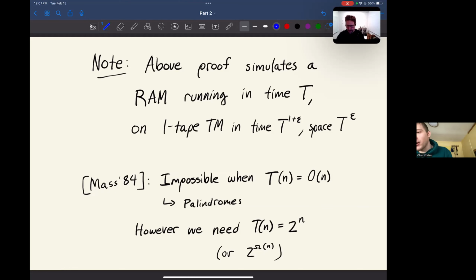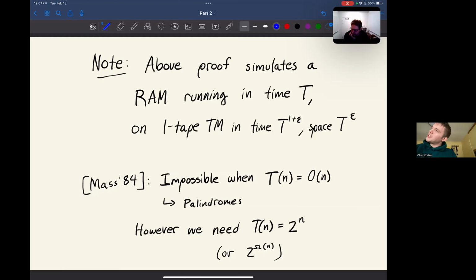The issue is that for this proof to actually go through, I didn't really explain this in detail, but I kind of swept it under the rug to some extent: we need t(n) to be exponential in the input length. The reason is that we need to assume that there's some hard computation that I can't simulate with less memory.